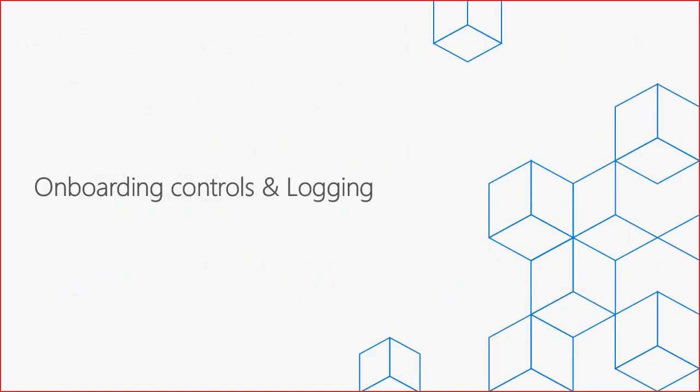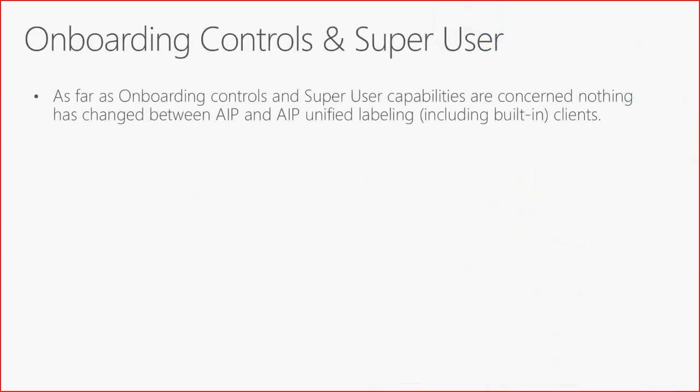So the last couple of slides I have, there's not a lot of information on these. It's really just the fact we've had some confusion with our customers, and so I've put these on these slides just to help clarify. So when it comes to the onboarding controls and the super user capabilities, nothing's changed between the different clients. It's the same behavior today as it always has been. So if anyone's wondering, how does that impact with the move to unified labeling and the move to these unified labeling clients? Nothing. It's the same behavior as it's always been.